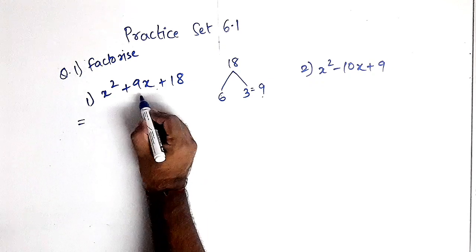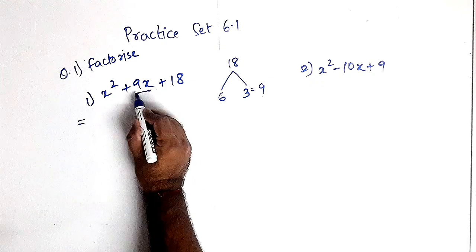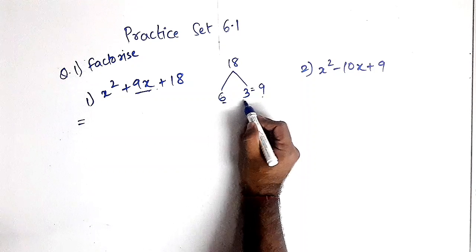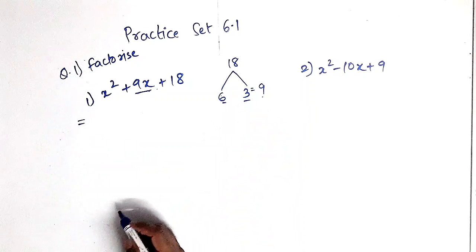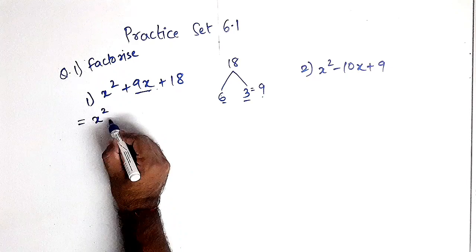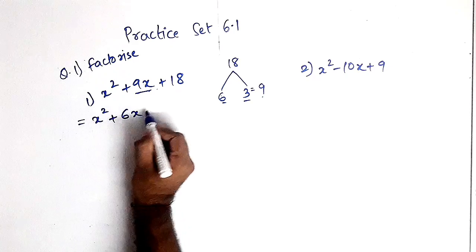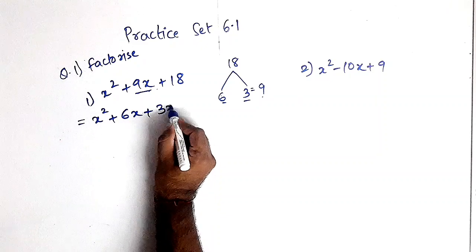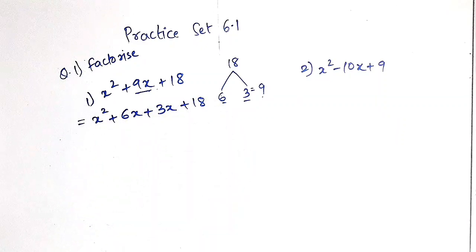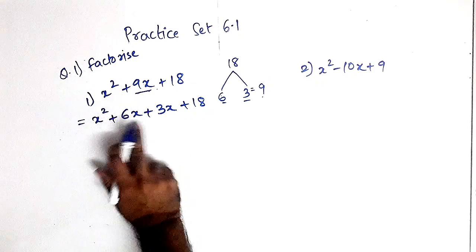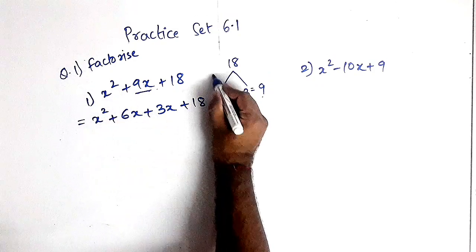We have to write the middle term 9x as 6 plus 3. So how are we going to write this? Just see, x square plus 6x plus 3x plus 18. 9x I have split into 6x plus 3x.